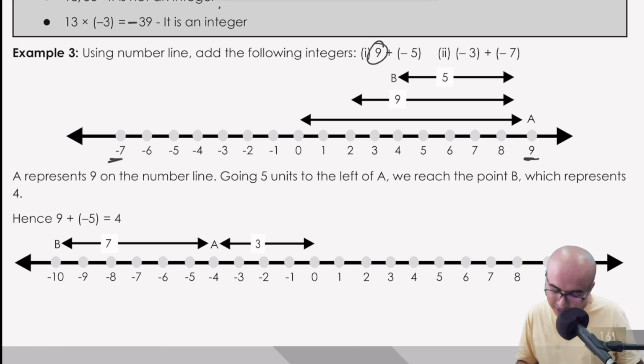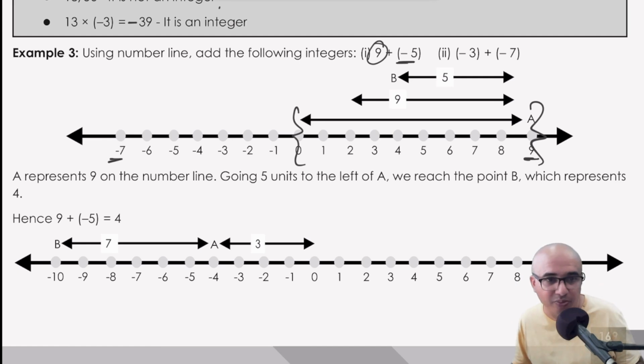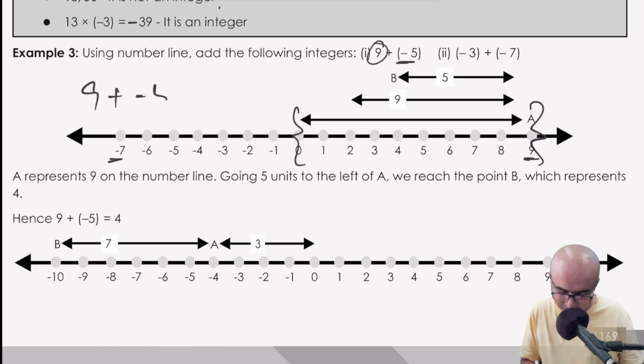So what do they say? Add minus 5 to 9. That means whatever is this is the 9. From that we have to remove 5. So when you do that, what you will be left with would be nothing but 4. 9 plus minus 5. So minus into plus would be minus. 9 minus 5 would result in 4.